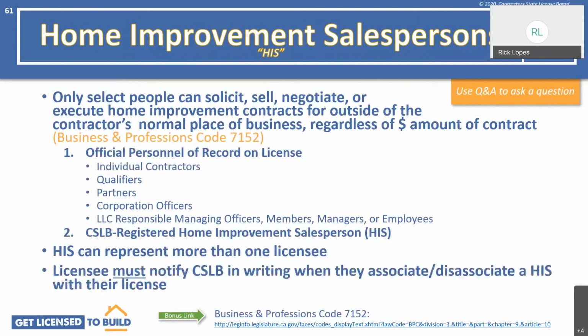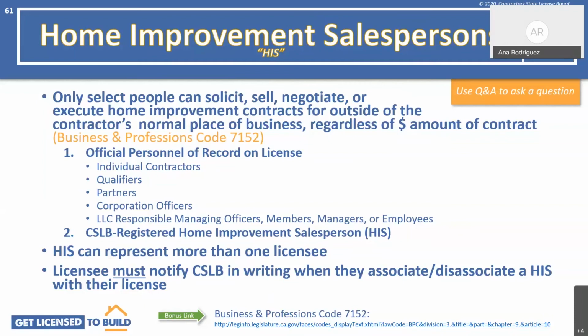Once you get your license and get to work, you might want to hire someone as a salesperson to solicit, sell, and negotiate home improvement contracts on your behalf outside of your place of business. This person is called a home improvement salesperson, or HIS. Without an HIS, the official personnel of record on the license are the only people who can sell, solicit, negotiate, or execute a contract. That includes individual contractors, license qualifiers, partners, corporation officers, and LLC responsible managing officers, members, managers, or employees.